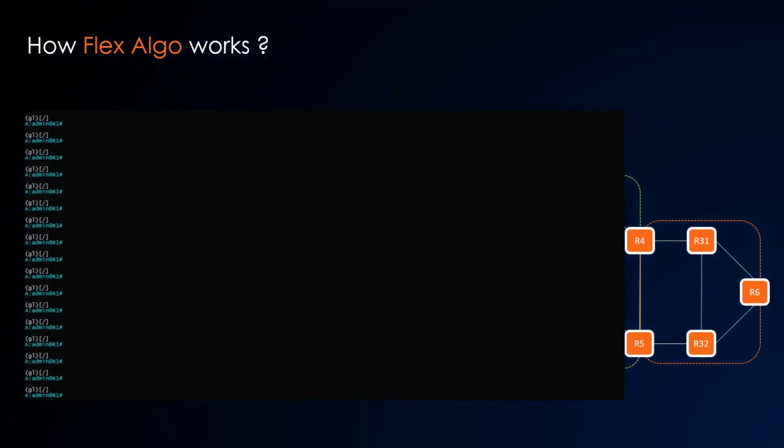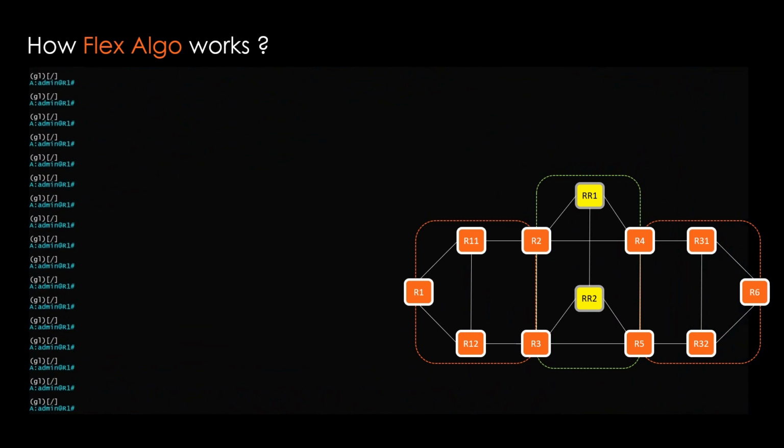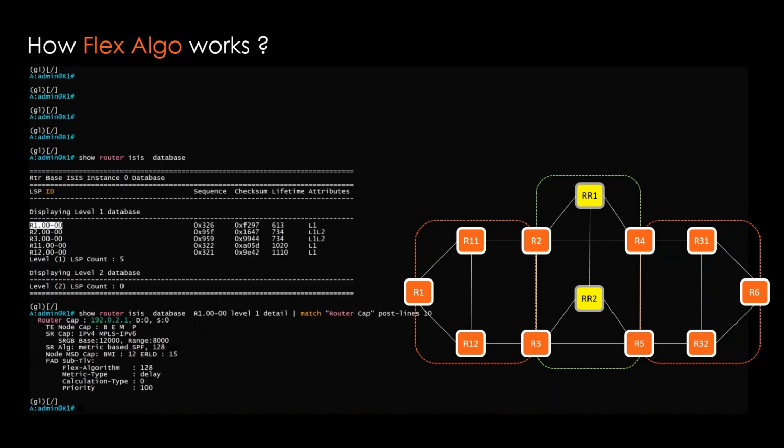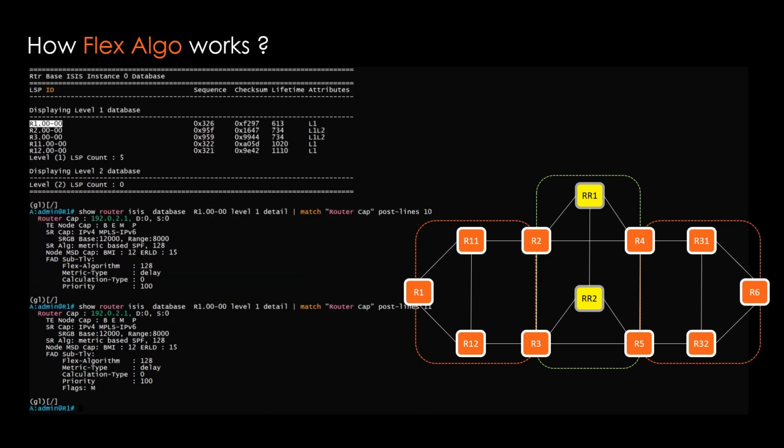We'll see how ISIS is advertising with respect to the ISIS capabilities in order to advertise the FAD TLV. We'll see a new TLV, the Flex Algo definition, which is FAD, which tells all the devices in the Flex Algo what the definition of the Flex Algo is.